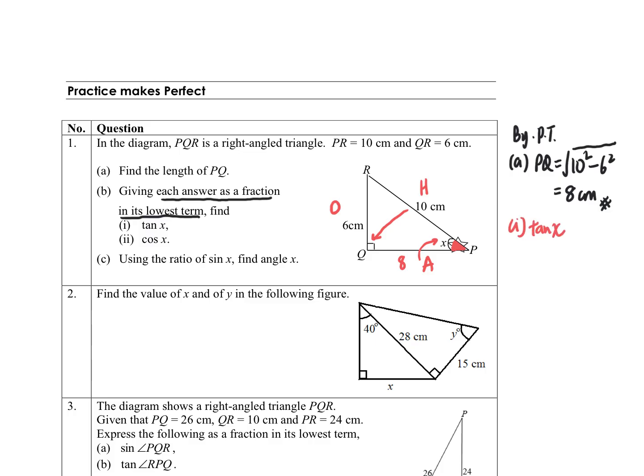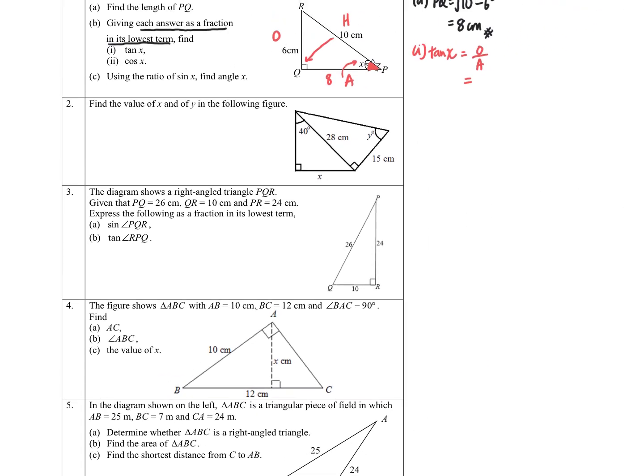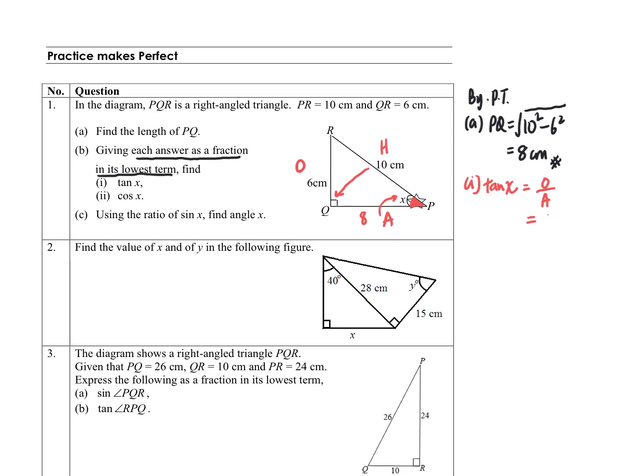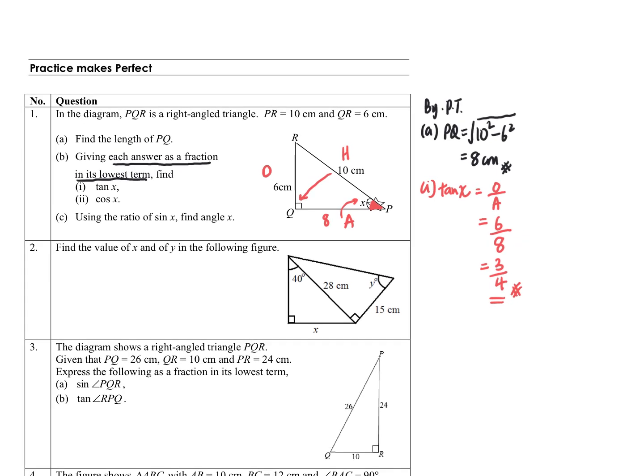So tangent of the angle X is O over A. So O is 6, and A is 8. So give me your fraction in its lowest term. So the answer is just 3/4. Okay, don't go and find the angle. So don't tangent inverse and find the angle. I just want the ratio.